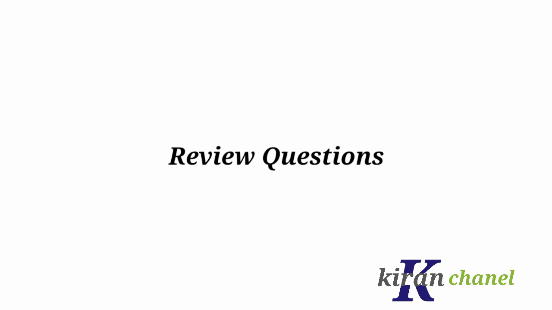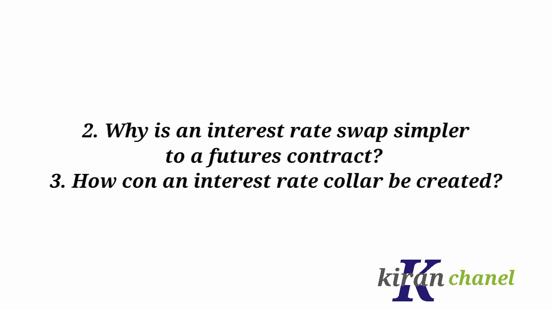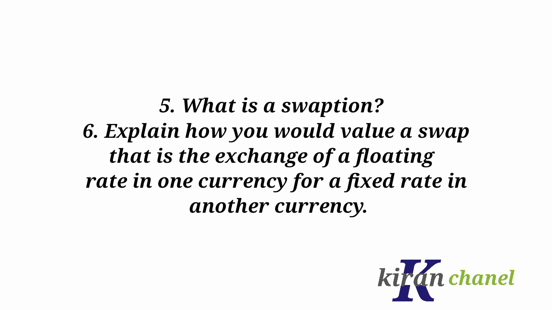Review questions. Number 1. In currency swaps, counterparties exchange the same sum at the beginning and the end of the swap period. Explain how this practice relates to the custom of making interest payments during the life of the swap agreement. Number 2. Why is an interest rate swap similar to a futures contract? Number 3. How can an interest rate collar be created? Number 4. In a currency swap, both the financial principal and the periodic coupons are exchanged. Why is this unnecessary in an interest rate swap? Number 5. What is a swaption? Number 6.